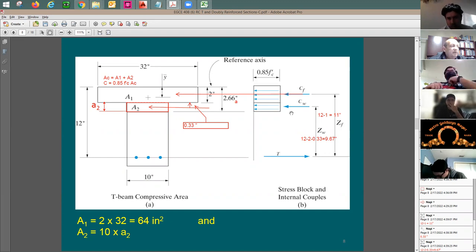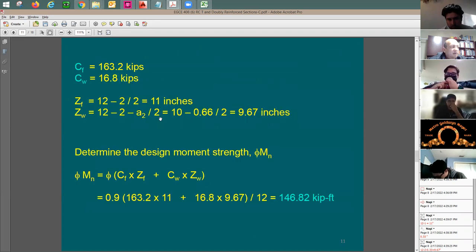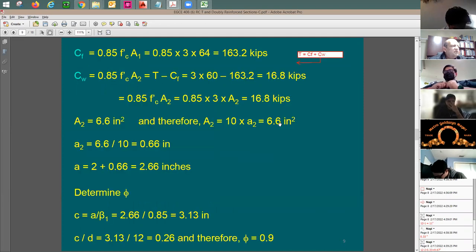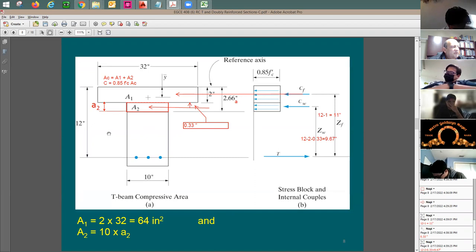So the a over 2? Yeah. Gotcha. Now, how about the second one? ZW gave you 12 inches minus the slab thickness minus 1/2 of A2. Not clear to me. I'm going to see what it means. So it's going to be 12 inches, subtracting 2 inches for the flange thickness, subtracting 1/2 of this, which is 0.33. Okay, gotcha. Thank you. No problem.